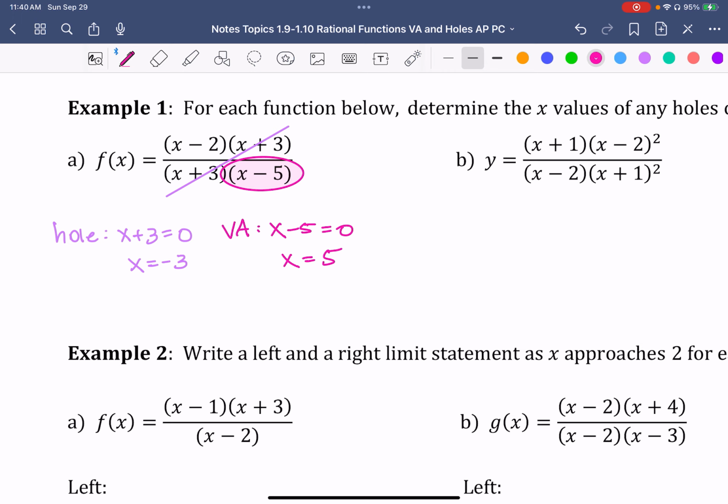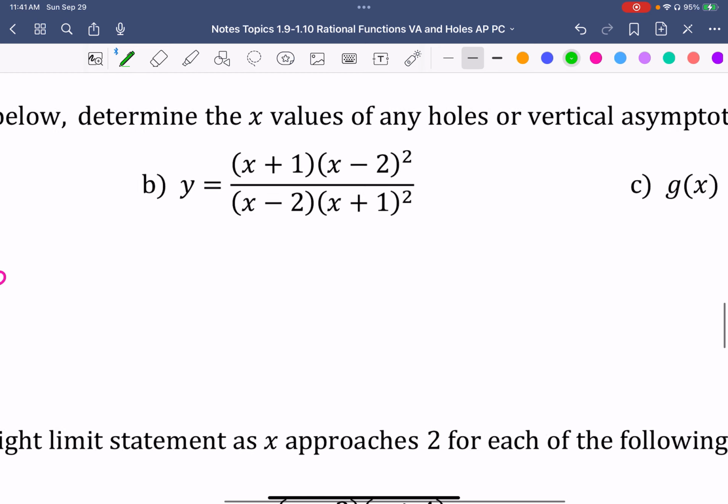Now it's very important that you do write x equals. If you just say the VA is at 5, the hole is at -3, that will be considered wrong. It needs to have the x value, okay? X equals and then the number. They didn't ask for the zeros, but if you really wanted to, the zeros are anything that is left in the numerator. So the zeros here, we would do x minus 2 equals 0, and we would have a 0 at x equals 2. Okay, let's move on to B.